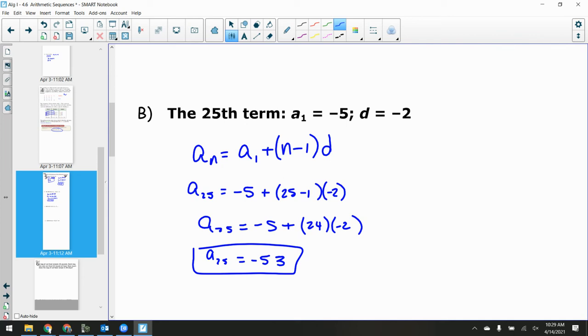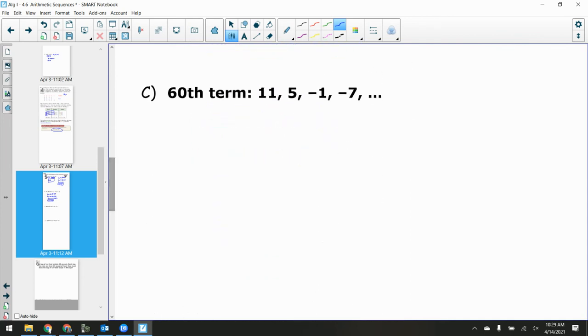Let's do that again. Let's find the 60th term. See, now this becomes a little bit more labor intensive. I mean, the 25th term, you could have done that. It wouldn't have taken you too long. But 60 terms, especially when, what's my difference here? -6. That's kind of hard to count by sixes.